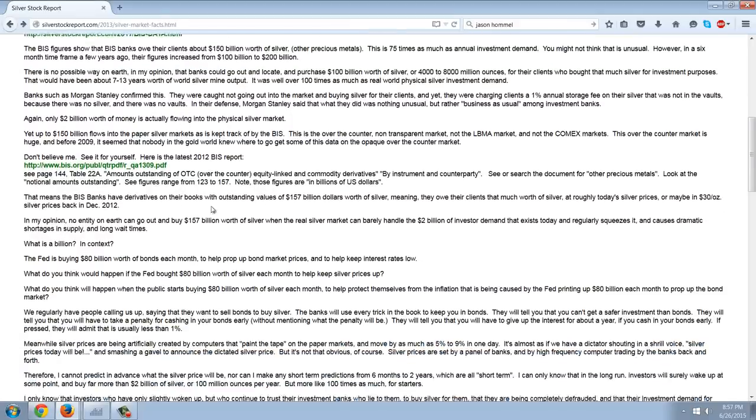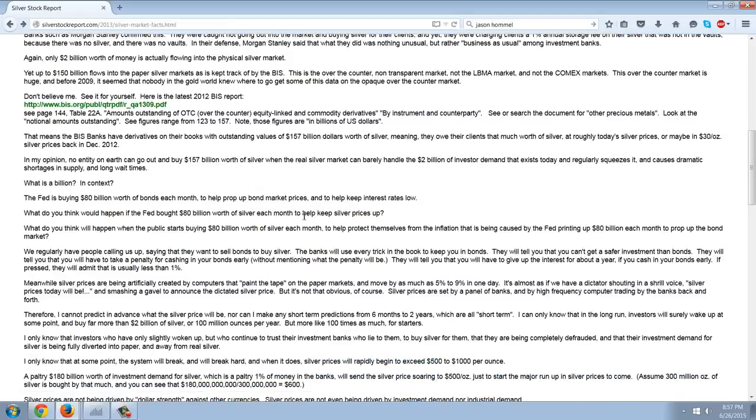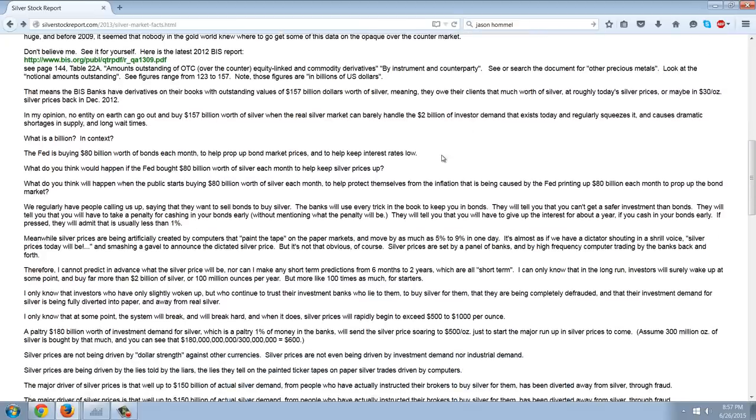Don't believe me? See it for yourself. Here's the latest BIS report, and it goes into the derivatives. That means that the BIS banks have derivatives on their books with outstanding values of $157 billion worth of silver, meaning they owe their clients that much worth of silver at roughly today's silver prices, or maybe at $30 an ounce silver prices back in 2012.